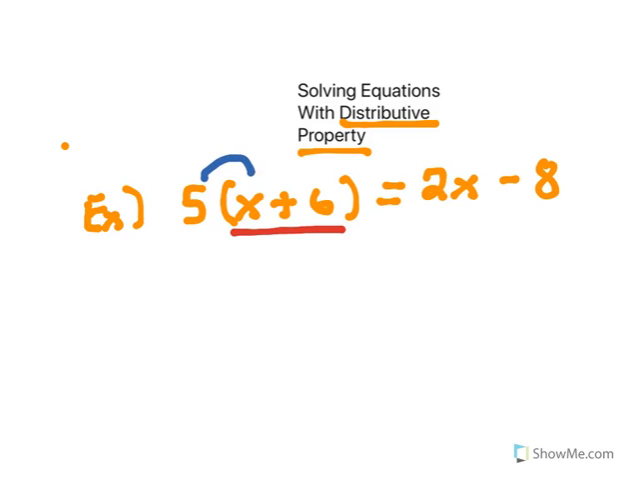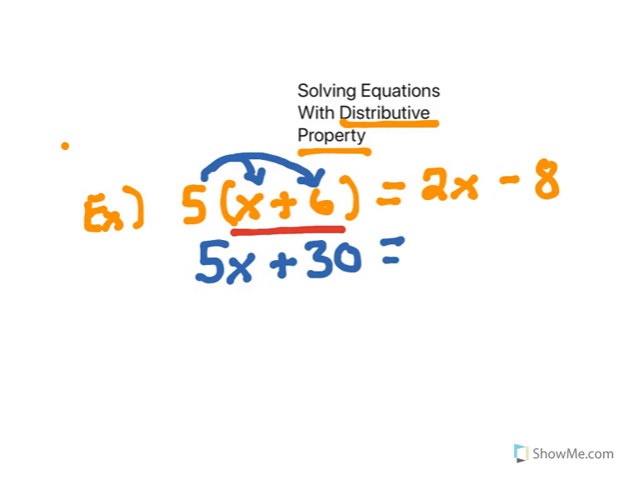Distributive property means we're going to take what's outside of the parentheses and multiply both terms inside by what's outside, in this case 5. So we're going to do 5 times x and get 5x, 5 times 6 and get positive 30. And on the other side, nothing changed, so we still have our equals 2x minus 8.